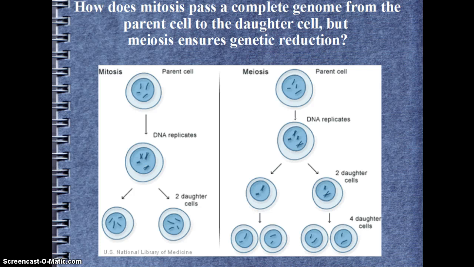How does mitosis pass a complete genome from the parent cell to the daughter cell, but meiosis ensures genetic reduction? At metaphase 1 of meiosis, chromosomes are positioned at the metaphase plate as pairs of homologs, rather than individual chromosomes like in metaphase of mitosis.